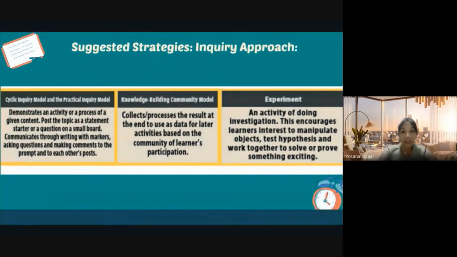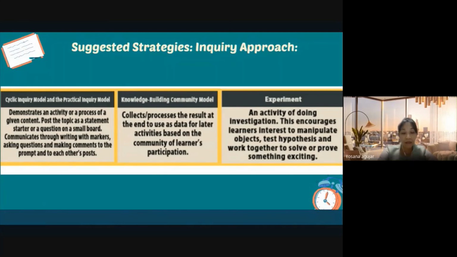And here are the strategies for this approach. The cyclic inquiry model and the practical inquiry model demonstrate an activity or a process of a given content. Post the topic as a statement, starter, or a question on a small board. Communicate through writing with markers, asking questions, and making comments to the prompt and to each other's post.